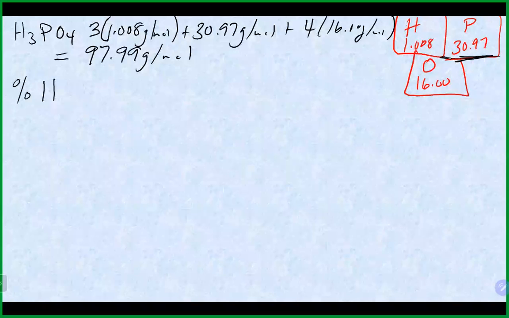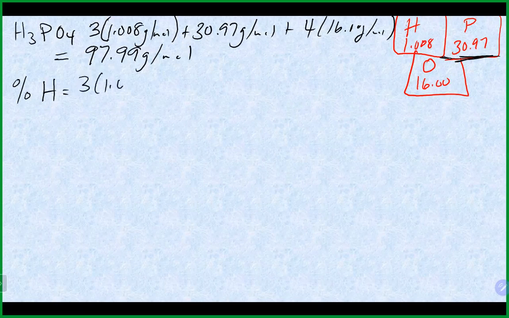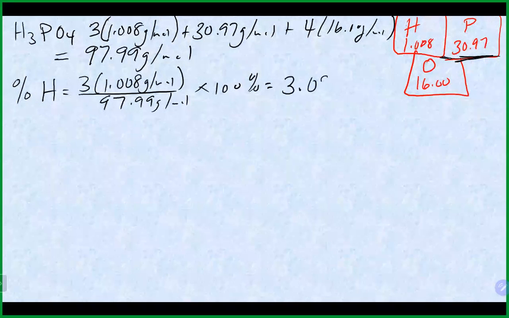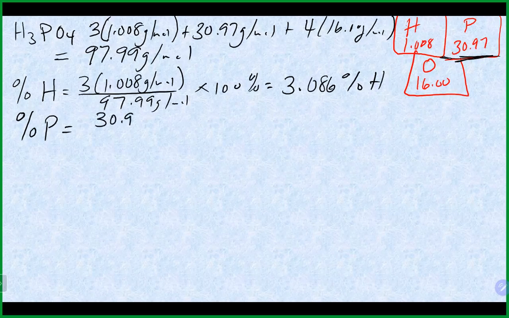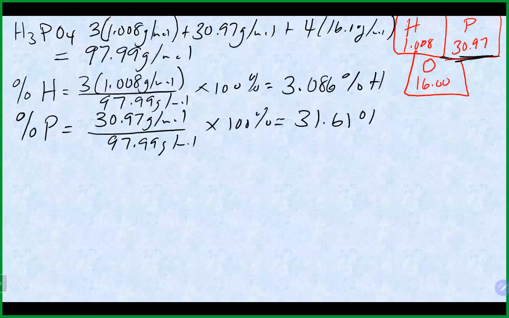So the percent of hydrogen in this case would be 3 times 1.008 grams per mole divided by 97.99 times 100%. And that will get us 3.086% hydrogen. We'll do the same thing for phosphorus. In this case, there's just one phosphorus, so that's 30.97 up on top, divided by the molar mass of the entire thing. Again, times 100%. And that would get us 30.97 divided by 97.99 times 100, 31.61% by mass phosphorus.